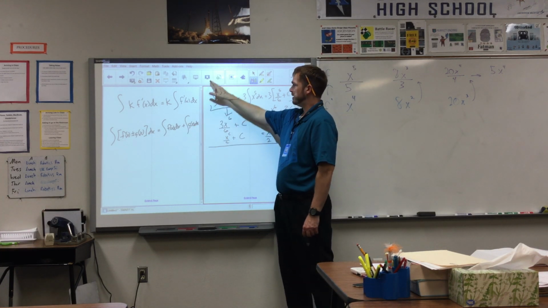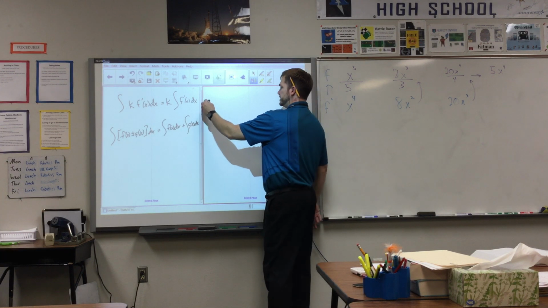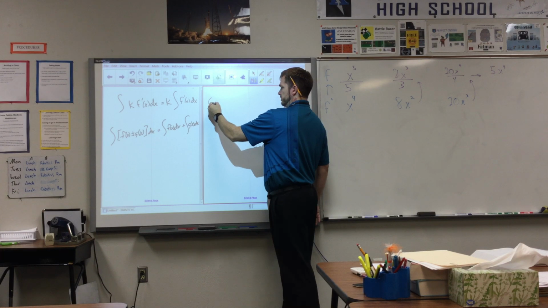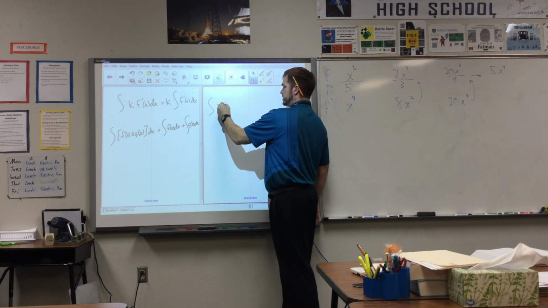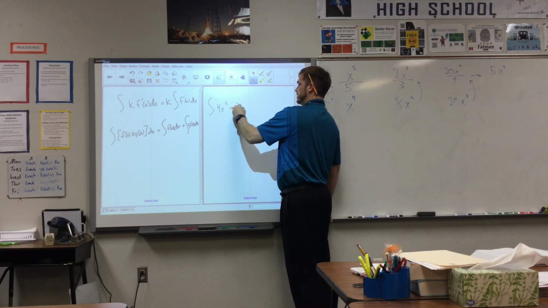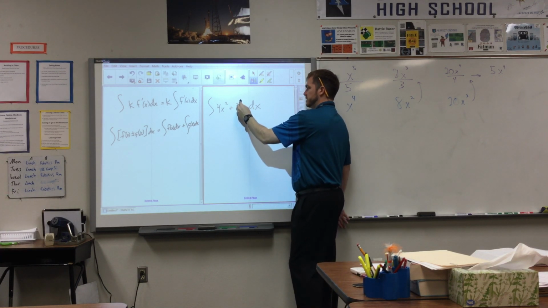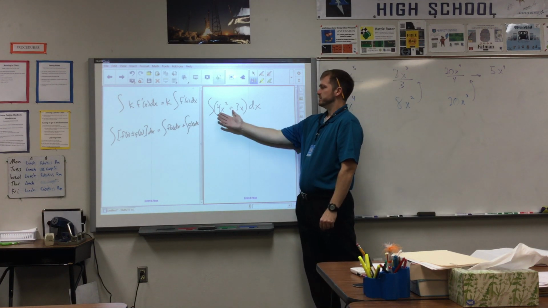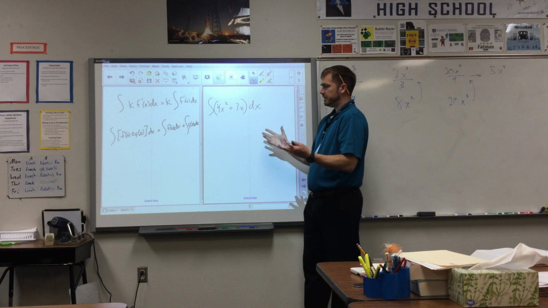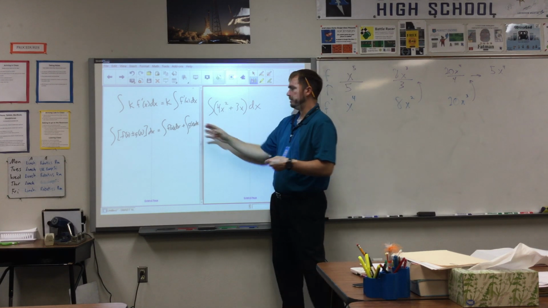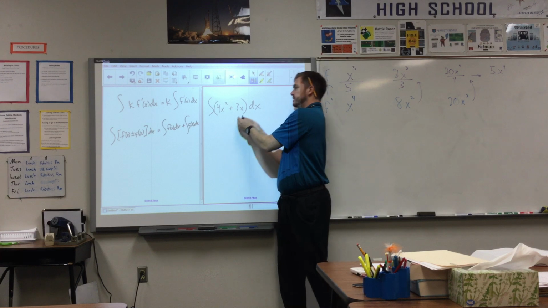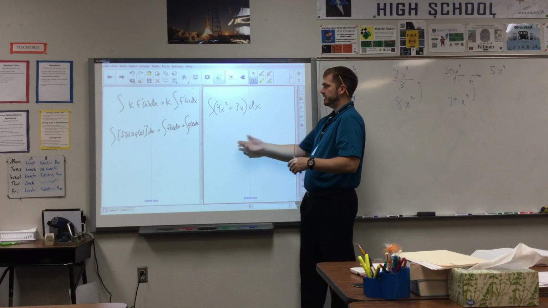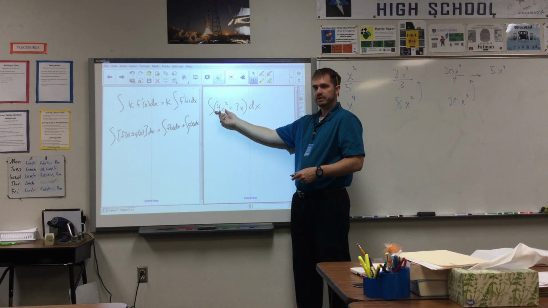Now applying the sum and difference property, an example would be the integral of 4x squared plus 3x dx, where normally that integrand is going to be in parentheses. If we wanted to really be pedantic about it, we do the integral of 4x squared dx plus the integral of 3x dx. It's just like, don't mess with all that.